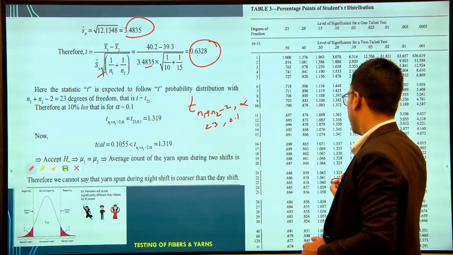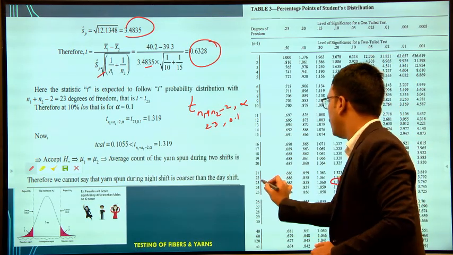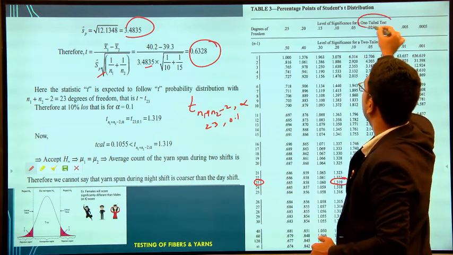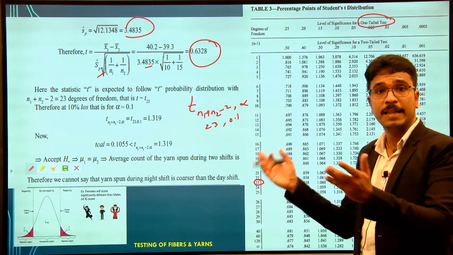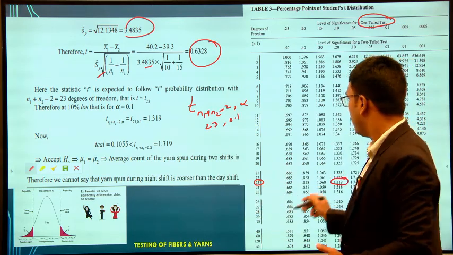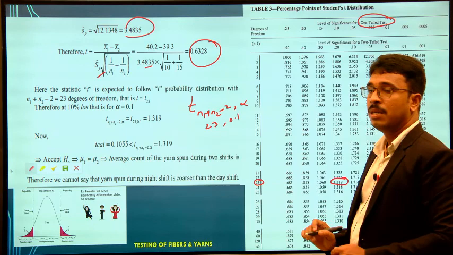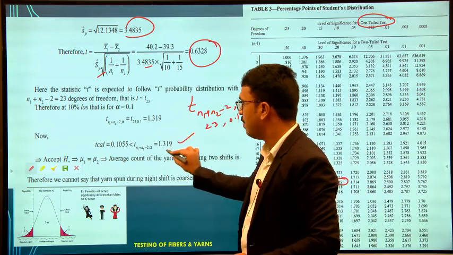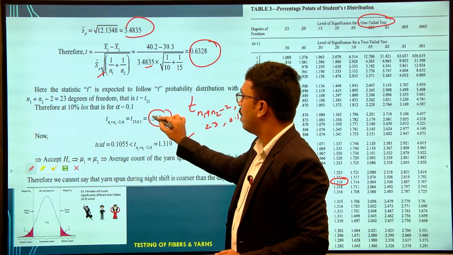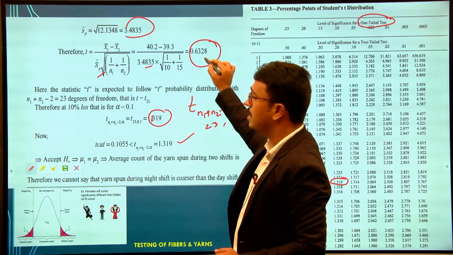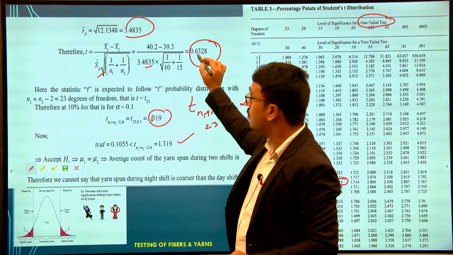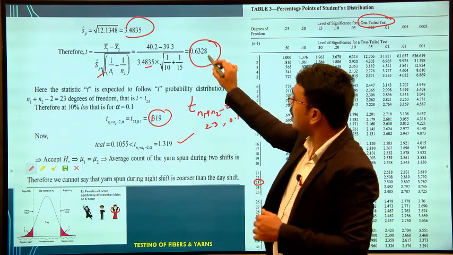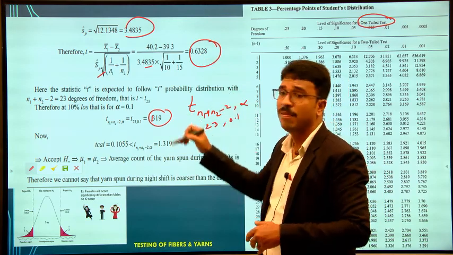So now you see at 0.1 level of significance and 23 degrees of freedom, what is the value? 1.319. This is a one tail test only, that is, greater than is there, that's why it is one tail. Now see what is the value? 1.319. Now this is the table value, and this 0.63 is the calculated value.